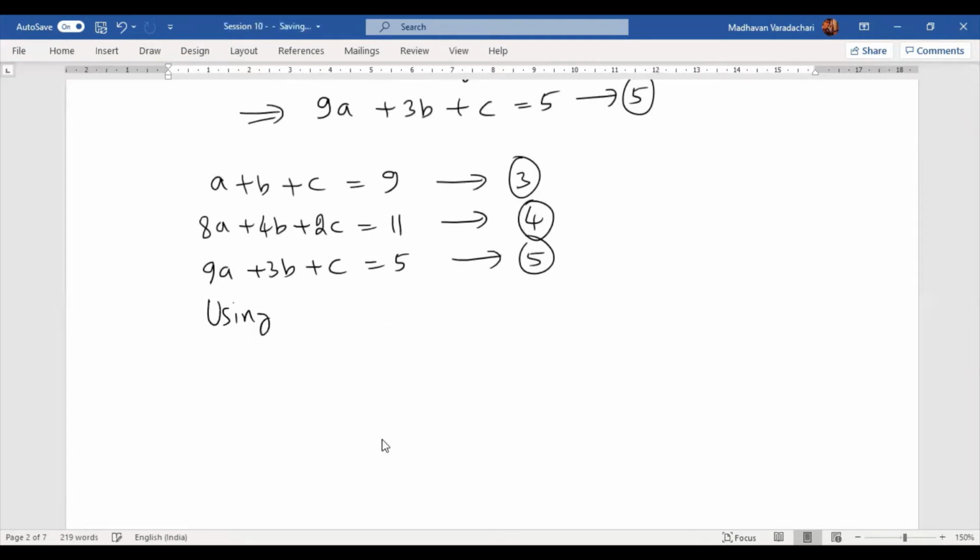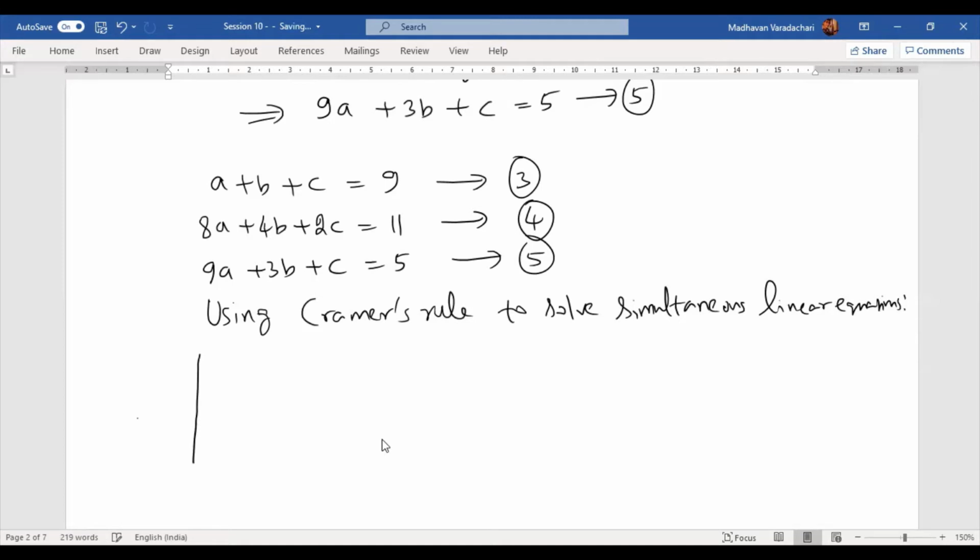Using Cramer's rule to solve simultaneous linear equations. So we'll use that. It means I will have a determinant first, which I will call delta.